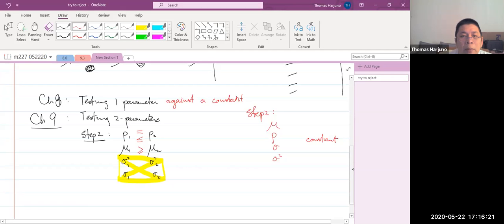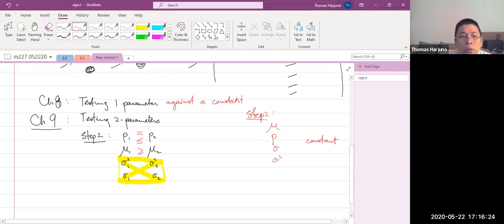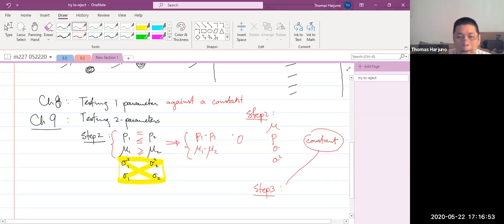Now the thing is, remember in our step 2, chapter 8, we are comparing with a constant, and that's the constant we will use in step 3. Now then, what constant will we use if we are comparing two parameters here? You will see later on that we need to modify this hypothesis into P1 minus P2 or mu1 minus mu2, and the other side becomes 0. That's the constant we will use in our step 3 later on.